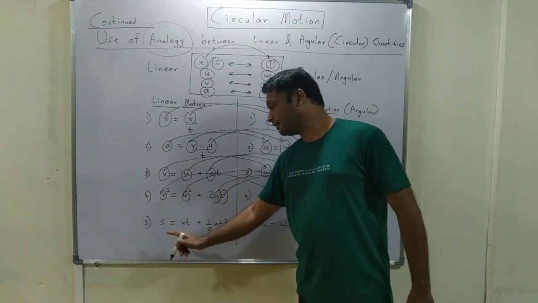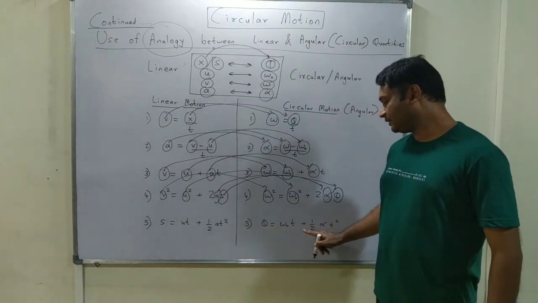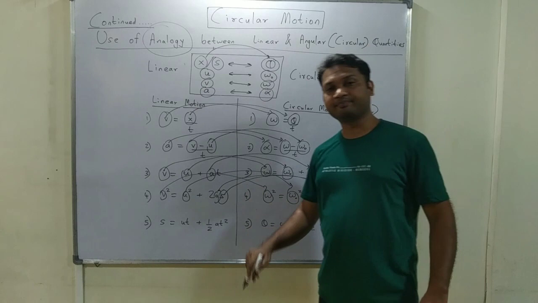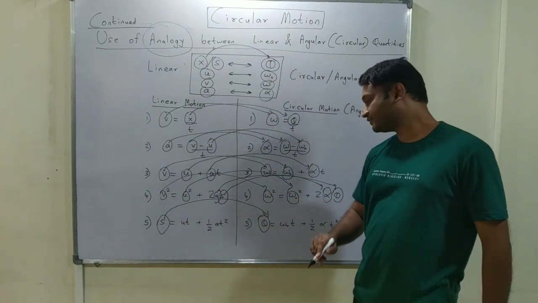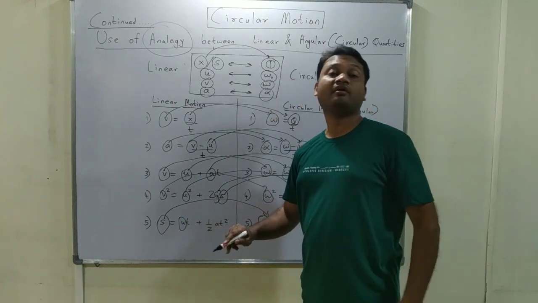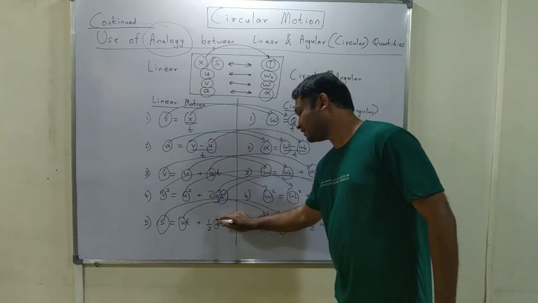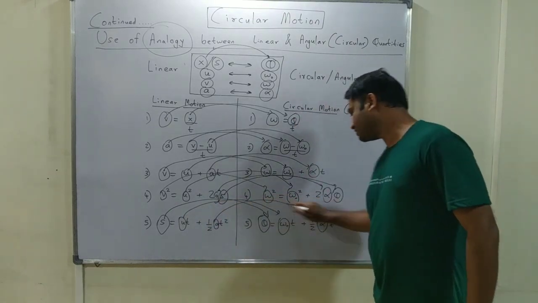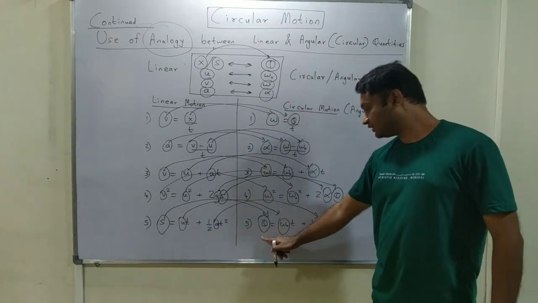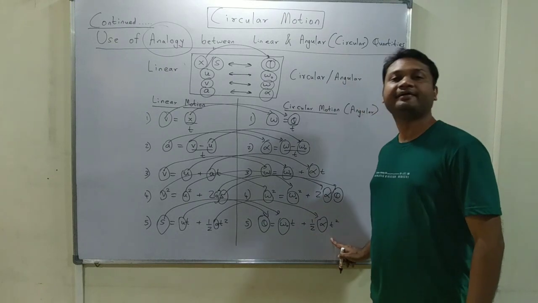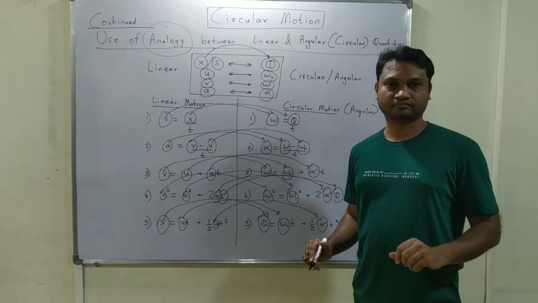The third kinematic equation, s is ut plus half at square transforms to theta is omega naught t plus half alpha t square. Using the same things, linear displacement s के जगह पे we will have angular displacement theta. Initial velocity के जगह पे यहाँ पे रहेगा initial angular velocity. Acceleration के जगह पे we will have angular acceleration alpha. So s is ut plus half at square transforms to theta is omega naught t plus half alpha t square. So these are the three kinematic equations in circular motion.